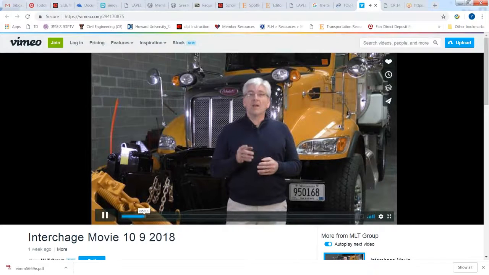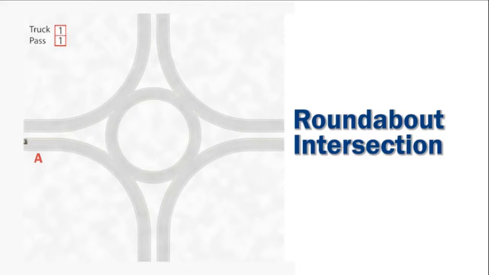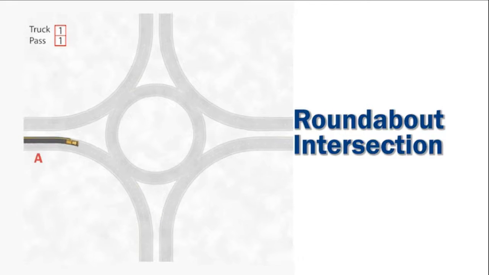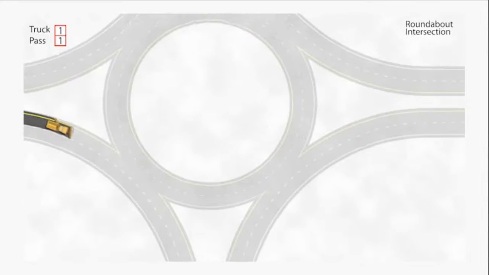Now that you are ready to plow snow, let's look at our intersection and interchange examples. The first is a roundabout. We start with the truck at point A as it begins pass 1-1, eastbound in the left or inside lane. The truck has the left wing plow stretched out and the front plow angled to move the snow to the left side to store snow on the outer island.